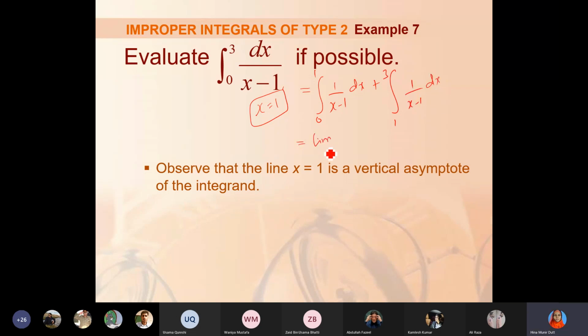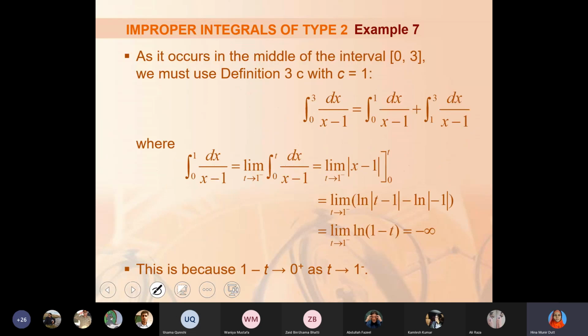And then apply the limit: from 0 to t, t approaches 1 from the left-hand side, plus the integral from t to 3 of 1 over x minus 1 dx, t approaches 1 from the right-hand side. Now integrate these one by one. First I will integrate the first integral from 0 to 1. The integral of dx over x minus 1 is ln of mod x minus 1. After putting in the limits, I will get this answer.